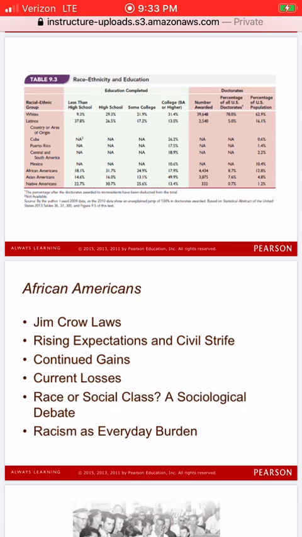Let's talk about African Americans. They make up the largest racial minority group in the United States. We have probably over 37 million, or about 13% of the total population here. They are also one of the oldest minorities. They were first brought to America as indentured servants and slaves in the early 1600s.